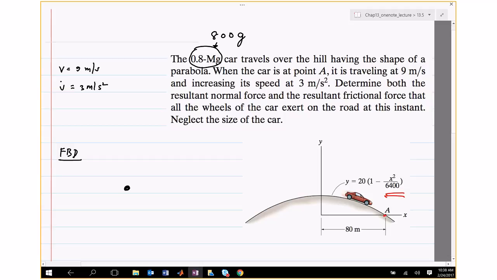So that's the car as a particle. Again, the book doesn't give you gravity, but there is gravity, so that acts vertically downwards. You're told to find the normal and the frictional force. So clearly there is a normal force, let's call it Fn. And then there's going to be a frictional force, which is going to be in the tangential direction.